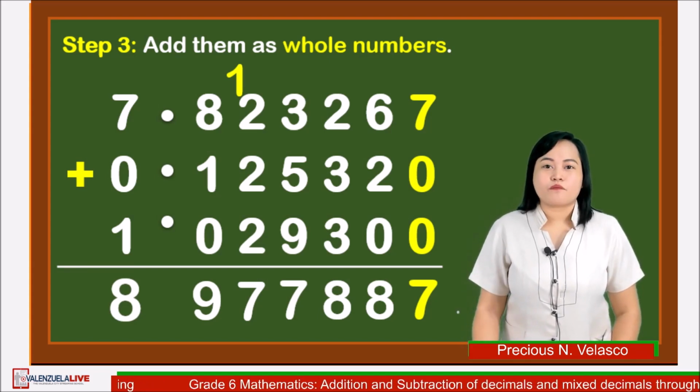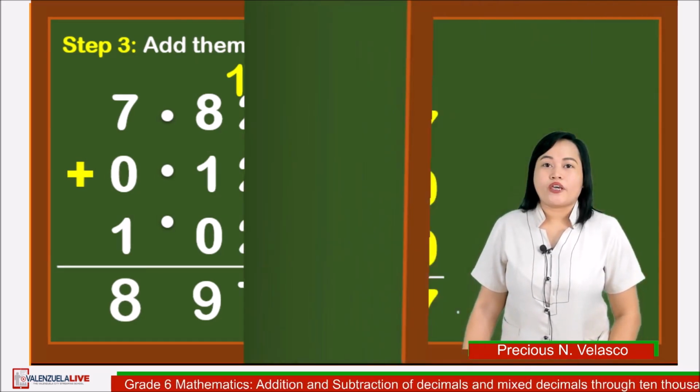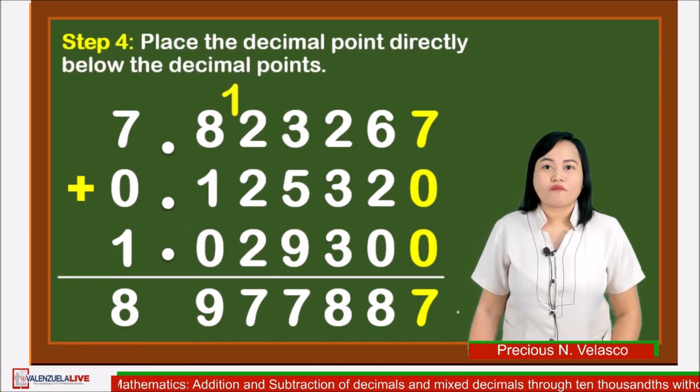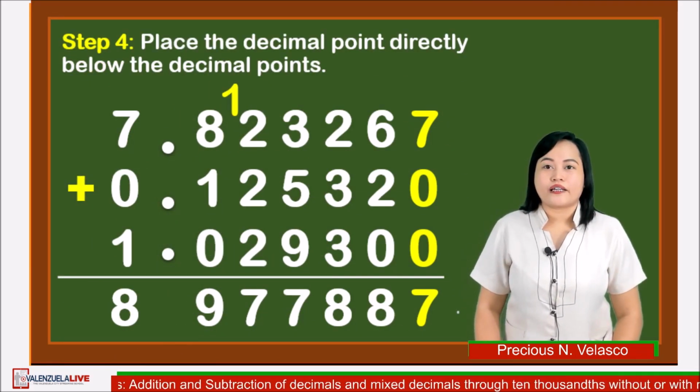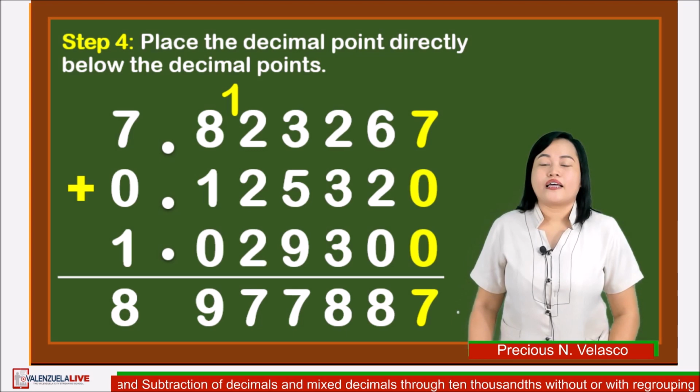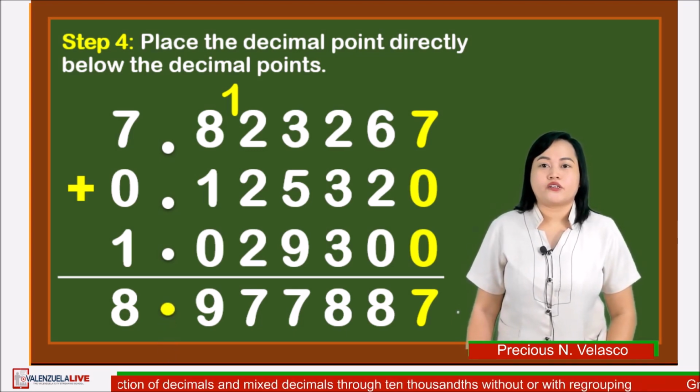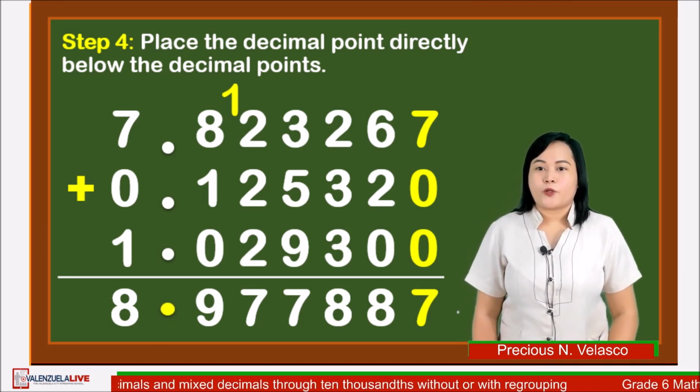So for the last step in adding decimal numbers, we are going to place the decimal point directly below the decimal point. So here's your decimal number.